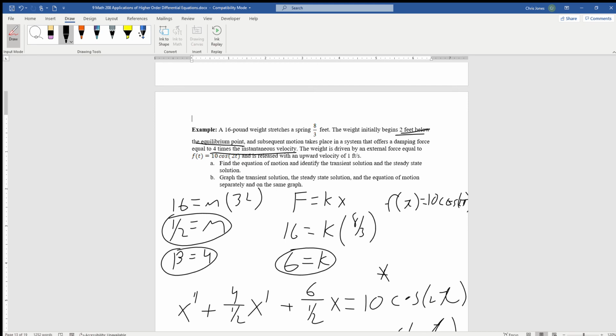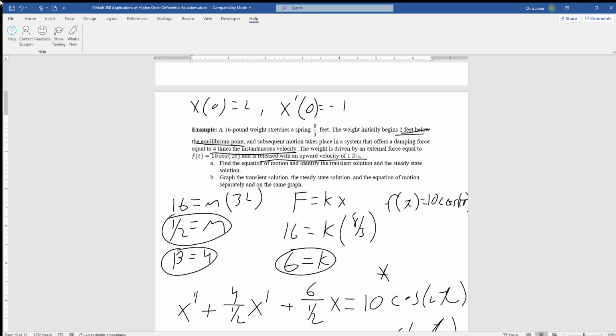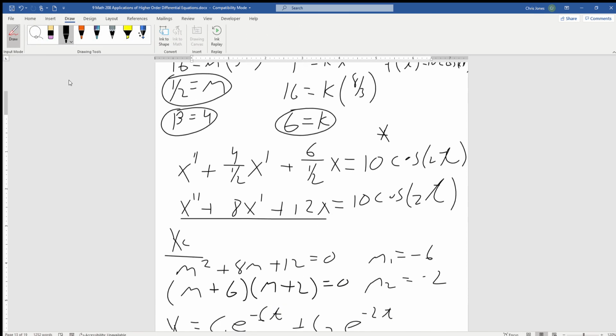All right, so that tells us right away that x at 0 is equal to 2. And then it also tells us that it's released with an upward velocity of 1 foot per second. So that means x prime at 0 is equal to -1. All right, remember upward is the opposite of gravity. And so we're going to go down and we're going to put those back in to our general solution.